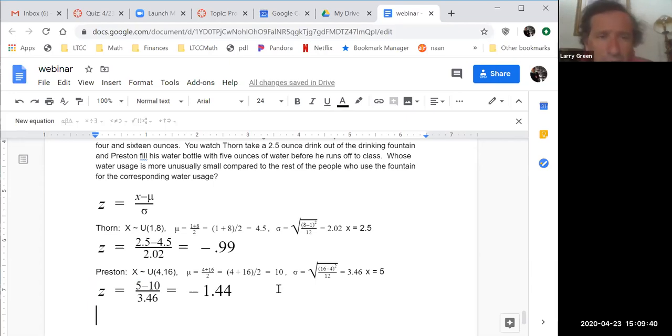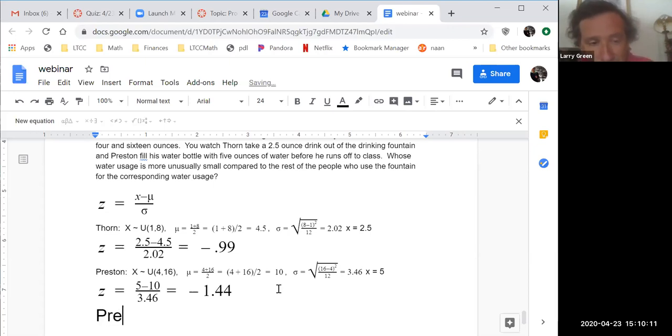So whose water usage is more unusually small compared to the rest of the people who use the fountain for the corresponding water usage? So how do you answer this question? Is the answer Thorne or Preston? Yeah, Preston, because notice Preston's Z-score is smaller, right? It's farther away from 0 to the left than Thorne's Z-score.